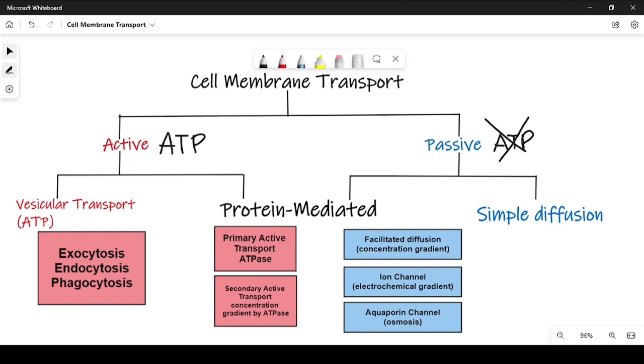So there are two ways to transport molecules across the membrane. There is active transport that requires energy in the form of ATP to transport molecules across the membrane. And then we have passive transport that does not require ATP to transport molecules across the membrane. Each type of transport has different mechanisms to move various molecules across the membrane, and we're going to look into the different mechanisms in detail. Let's start off with passive transport.